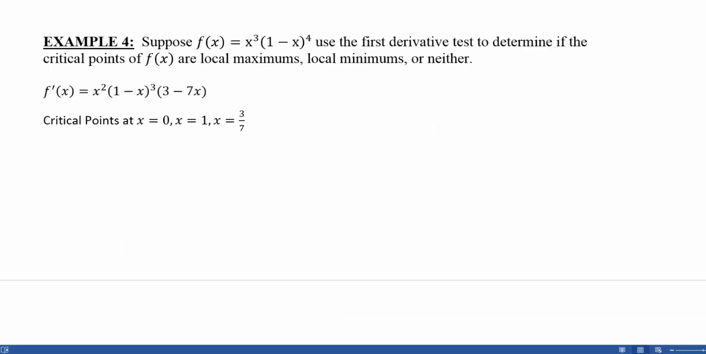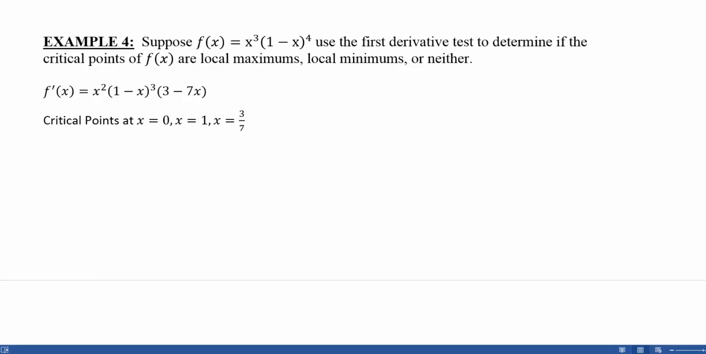We want to use the first derivative test to determine if the critical points are local maximums, local minimums, or neither. So finding the critical points depends on first finding the first derivative. The first derivative, once we've factored it, is x squared times 1 minus x cubed times 3 minus 7x. Setting the first derivative equal to 0 gave us critical points of x equals 0, x equals 1, and x equals 3/7.